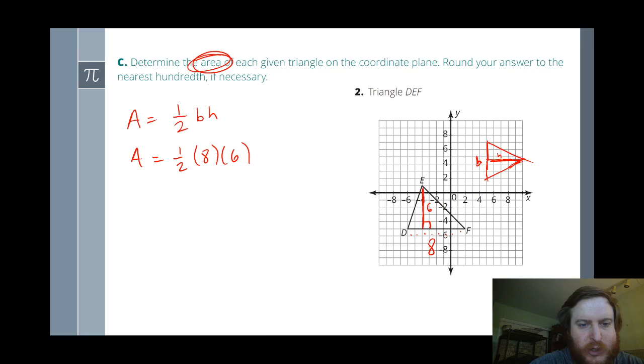So 1/2 times 8 is 4. 4 times 6 is 24 units squared. They did not ask us for perimeter on part C, only for area on part C.